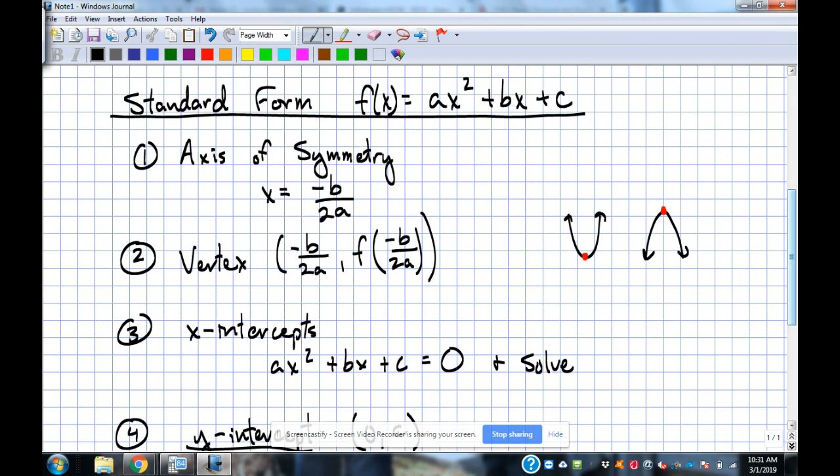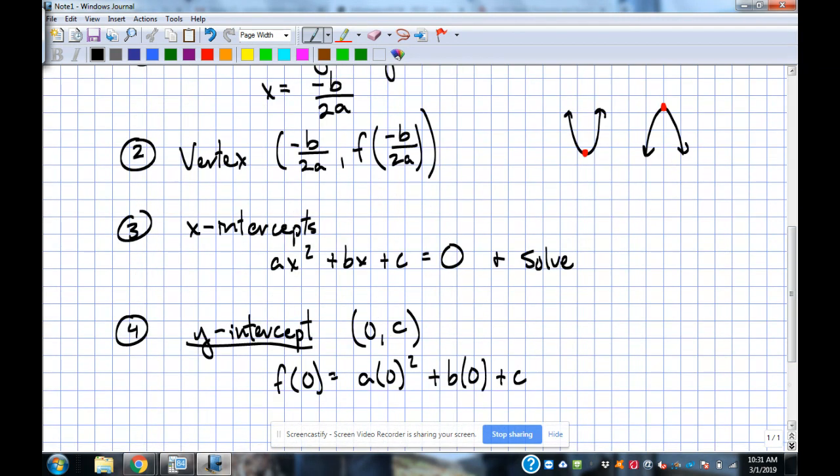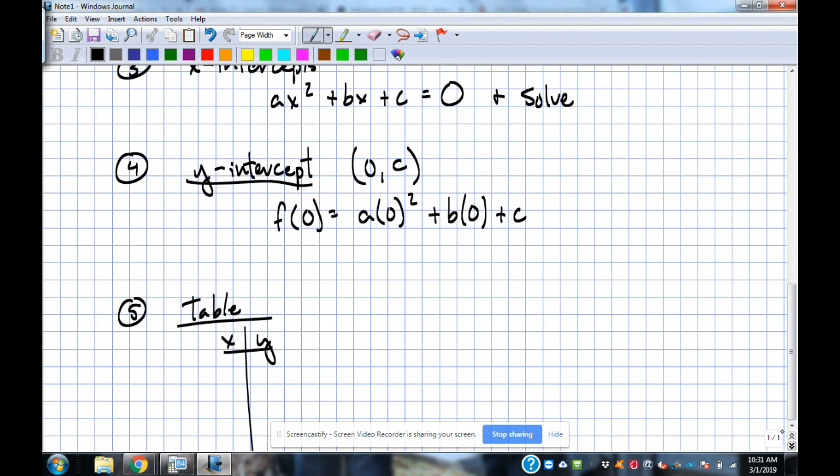And then y-intercepts are always going to be 0, c. Every time it's in standard form. That's a quick thing to find. The table, we're going to build it around the vertex so that we get a nice picture of both sides of the parabola. So we're going to put the vertex in the middle of our table. Okay, and we'll do an example next and do all of these things with it so we can see what's going on. Okay, so those are the 5 things that we're going to find. It's a little more than 5, but it's 5 topics that we're going to go through there. So let's look at an example.